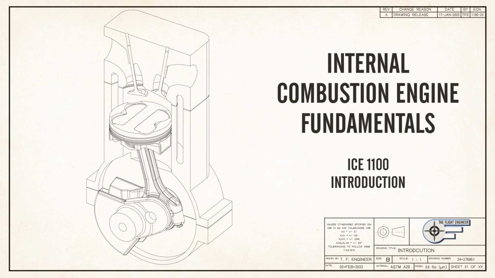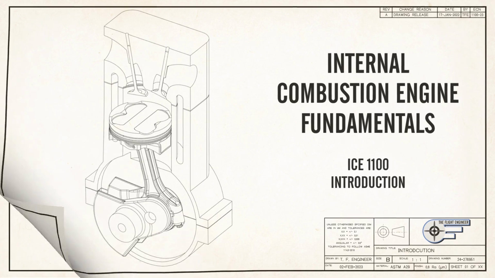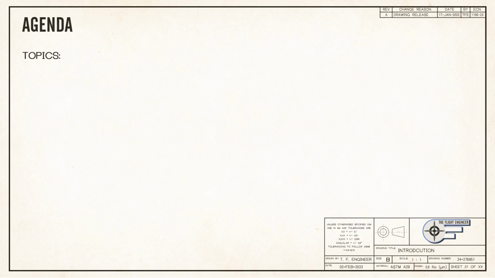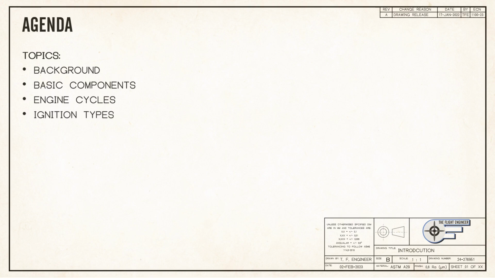In the end, I hope this internal combustion fundamentals series will serve as an analog to the ICE classes I took as an undergrad. This first video in the series will start with the background and history of IC engine development. We'll look at the basic components that make up most IC engines, and discuss engine cycles as well as ignition types. Finally, we'll close with an overview of the various systems required for an engine to function.